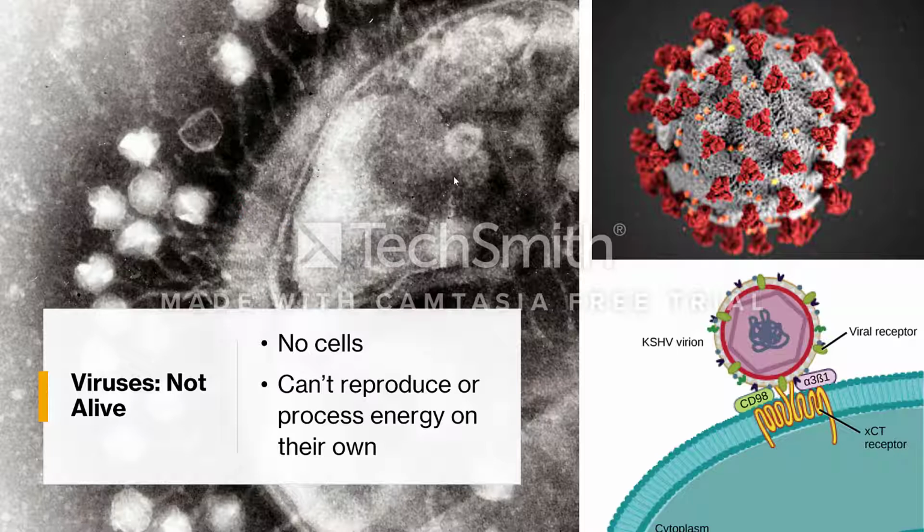They can't even process energy to move on their own. They're just kind of going with the flow. And if they happen to bump into a receptor that's the right shape, then they're going to inject their stuff into the cell and it's going to make a bunch of new viruses. But the cell is using its own energy to make the new viruses. The cell is basically reading those instructions and putting the new viruses together on its own. The viruses can't do that by themselves, so they're not considered alive.